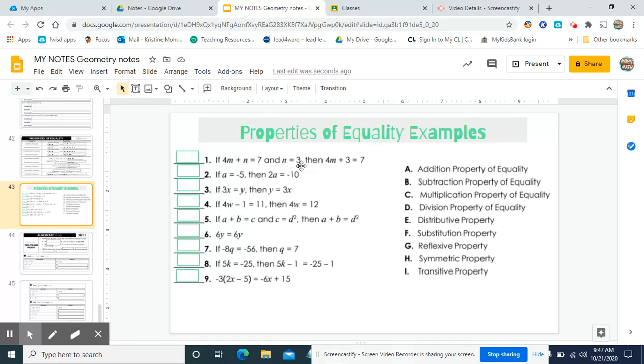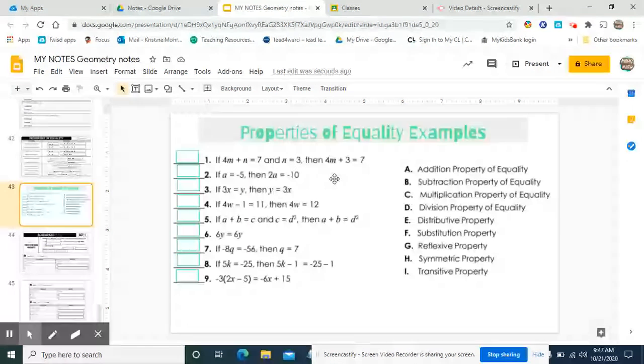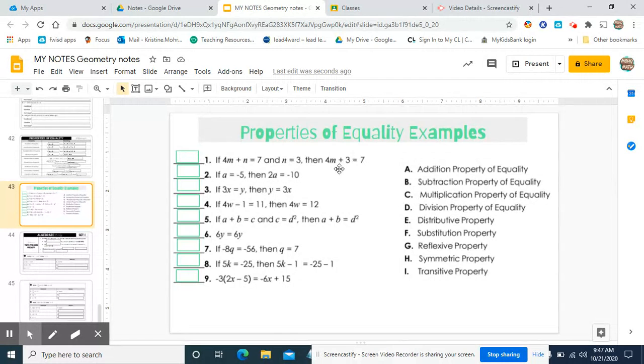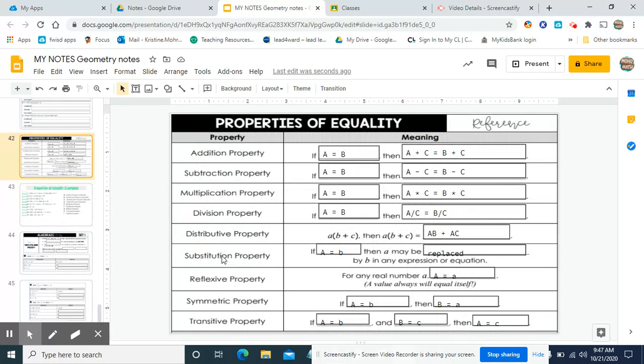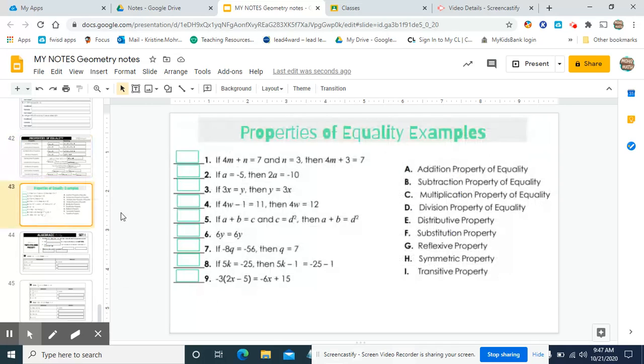So what happened is it told us that this value of n is 3. So instead of including n again, it changed that value of n to 3, which is exactly what substitution is saying. If you know the value of n, you can replace that variable, that letter, with the number. So since n was replaced with 3, this is substitution.